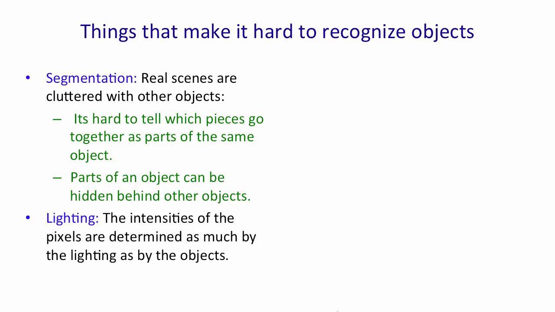Another thing that makes it very hard to recognize objects is that the intensity of a pixel is determined as much by the lighting as it is by the nature of the object. So, for example, a black surface in bright light will give you much more intense pixels than a white surface in very gloomy light. Remember, to recognize an object, you've got to convert a bunch of numbers, that is the intensities of the pixels, into a class label. And these intensities are varying for all sorts of reasons that are nothing to do with the nature of the object, or nothing to do with the identity of the object.